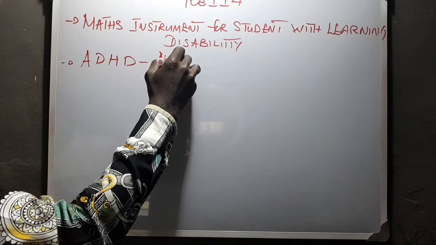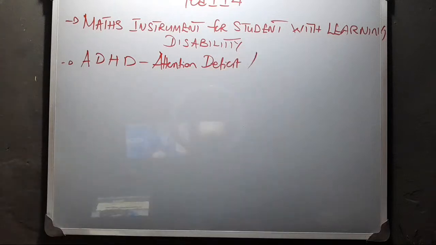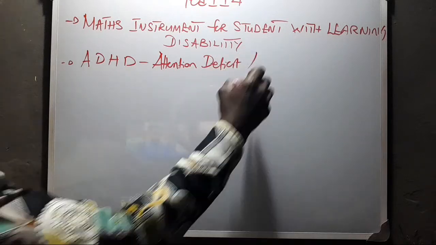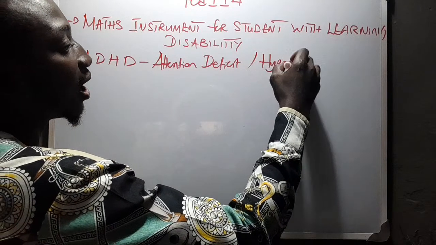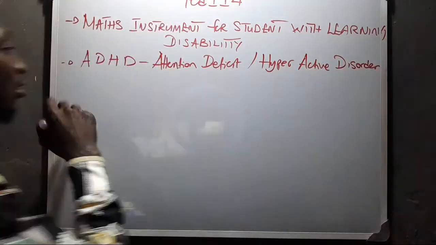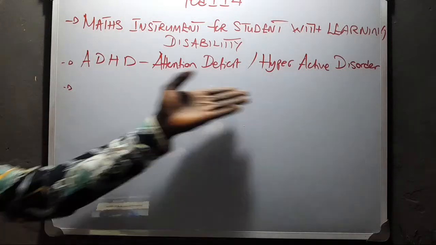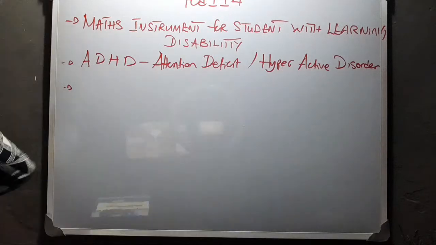Attention deficit hyperactive disorder. This is one of the disabilities. Hyperactive disorder is being exhibited, and speaking of this simply means when someone is unable to focus, being overactive, not being able to control his behavior.